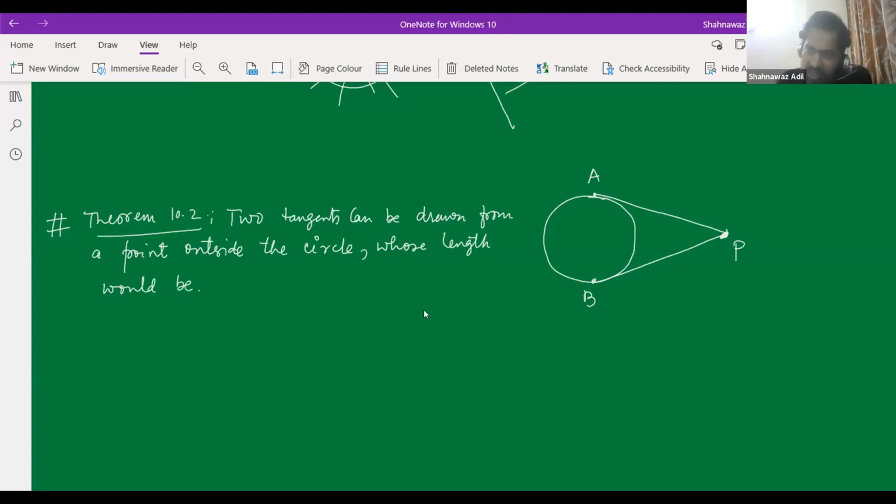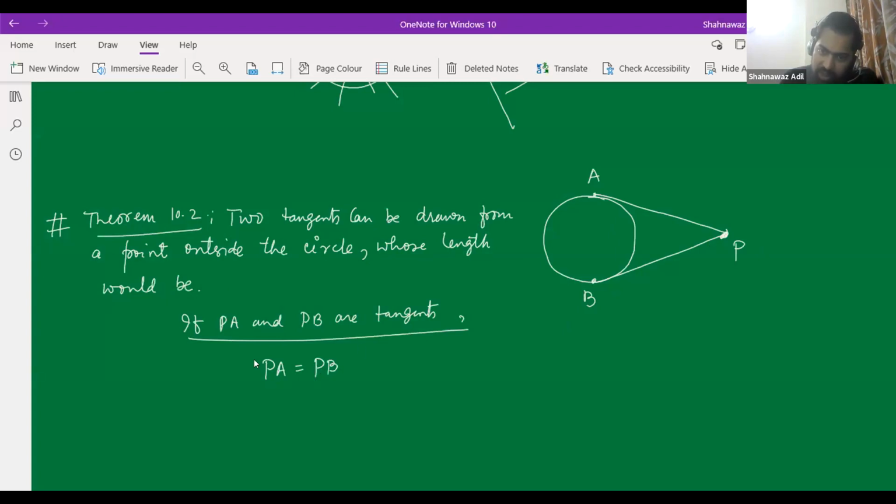So it states that if PA and PB are tangents, then PA would be equal to PB. So this is theorem 10.2. Is it clear? If PA and PB are tangents, then these would be equal. Is it clear? Yes, yes.